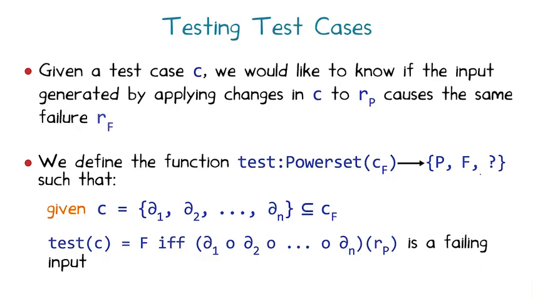We distinguish these 3 test outcomes following the POSIX standard for testing frameworks. If the test succeeds, the test function outputs pass, written here as P. If the test produces the failure it was intended to capture, the test function outputs fail, written here as F. And if the test produces indeterminate results, then the test function outputs unresolved, written here as a question mark.